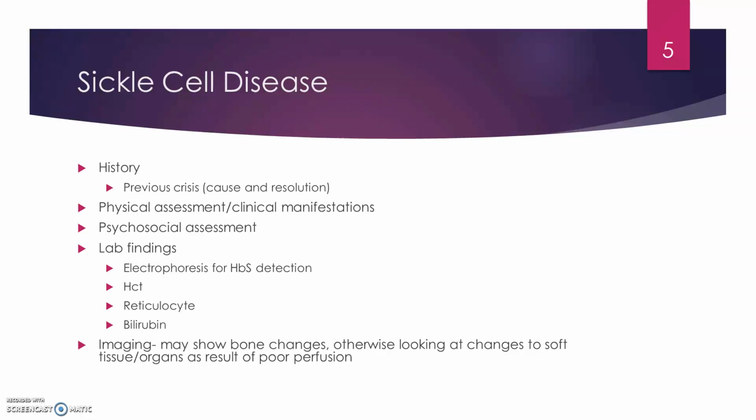Lab findings, we can do electrophoresis and looking for that hemoglobin S. We can also look at the hematocrit to see numbers. We can look at retics and just to see the counts and see how many cells your body's turning out. And we can look at the bilirubin to look at destruction numbers. Can do some imaging. It's not commonly done, but you can look at and see if there's any bone changes.